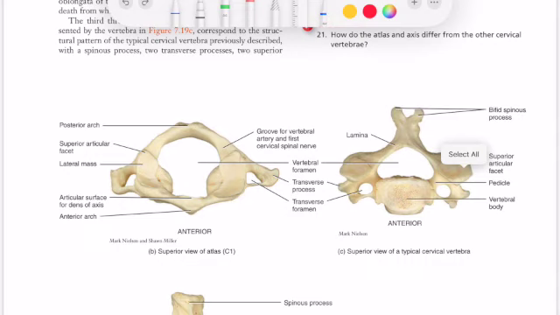Okay, so what are some distinguishing characteristics of the atlas? Well, for one, we notice that there are these very large facets where the occipital condyles will sit. I have them here highlighted in color green. And this is also what's called the atlanto-occipital joint, and this allows you to shake your head yes. And what else we notice is that there is no spinous process on the atlas.